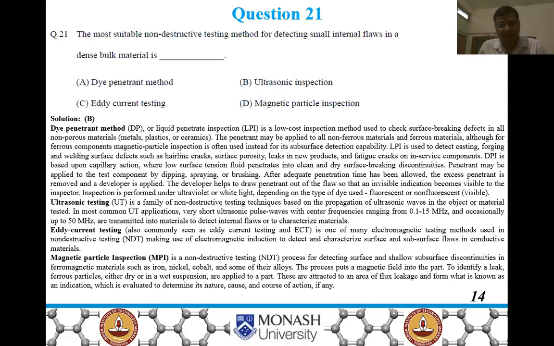Fourth, magnetic particle inspection is an NDT process for detecting surface and shallow subsurface discontinuities in ferromagnetic materials such as iron, nickel, cobalt, and some of their alloys. The process puts a magnetic field into the part, and to identify a leak, ferrous particles, either dry or in wet suspension, are applied to the part. These are attracted to an area of flux leakage and form what is known as an indication, which is evaluated to determine its nature, cause, and course of action, if any.